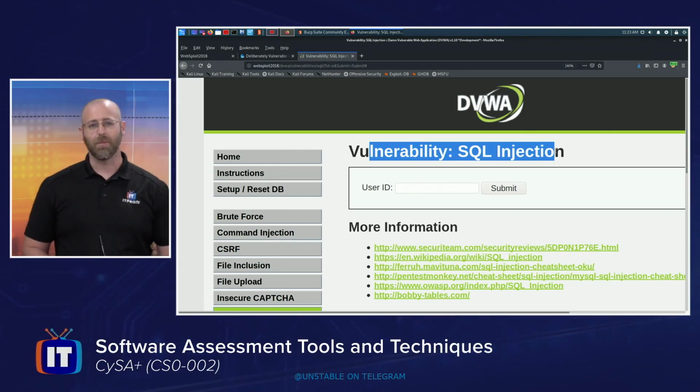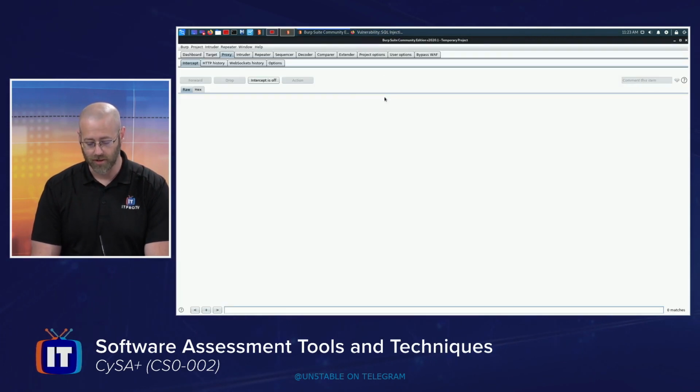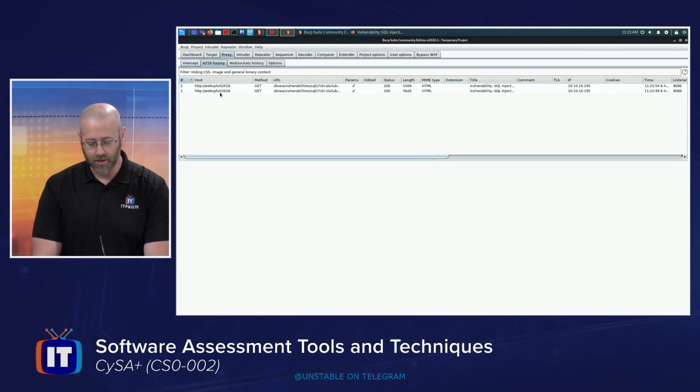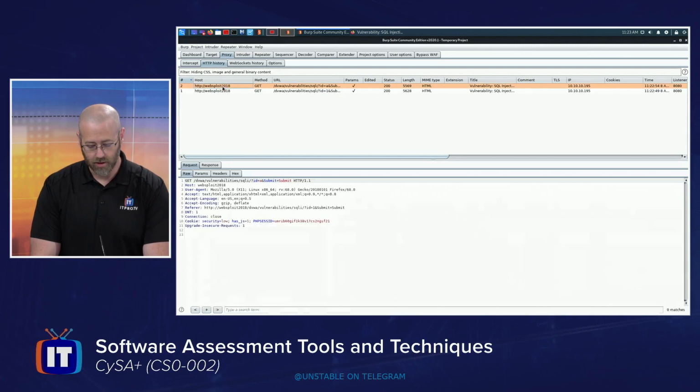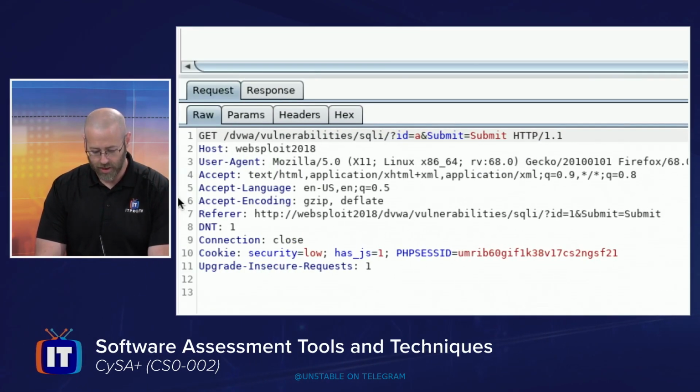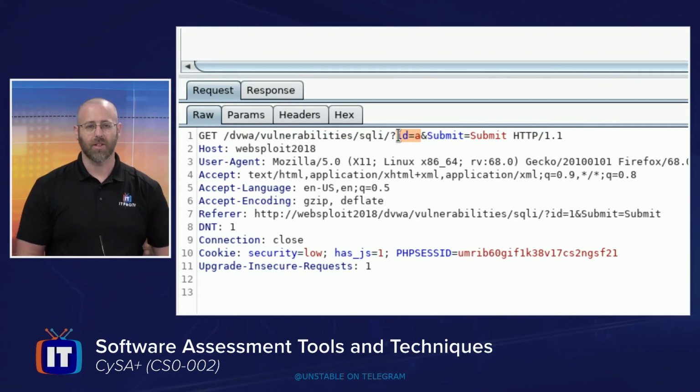The cool thing is I've been grabbing all my requests in Burp Suite. And Burp Suite allows us to do some fuzzing. If I go to HTTP history, I should be able to see what I've requested right here. Yes, I know it's small, but we'll go down in here. And I can see right here, here was my GET request, and there was my ID equals A. There's the information I sent it.